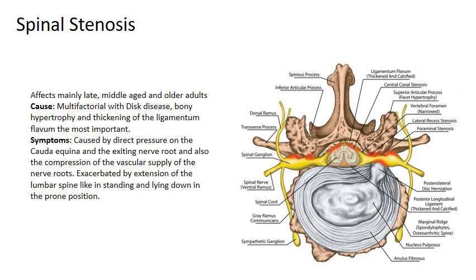Normally this is exacerbated by extension of the lumbar spine in conditions when you stand and lying down in the prone position. If you look at the picture on the right side, the big gray area again, that's the intervertebral disc. You can see the annulus fibrosis again with the gel-like center, and you can see it herniating to cause pressure on the exiting nerve root and also encroaching on the spinal canal, compressing the spinal cord.